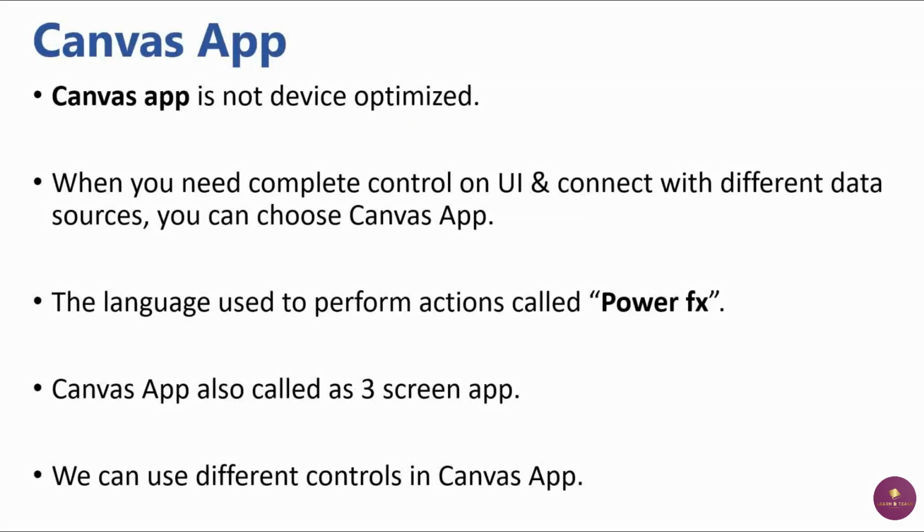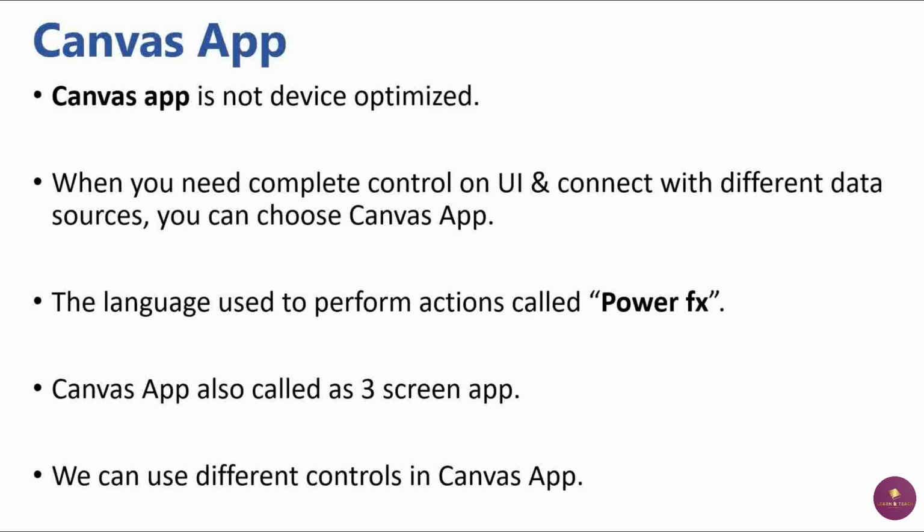What is a Canvas app? A Canvas app is not device optimized. It means whenever you are creating a Canvas app, you need to select either tablet or mobile. Whenever you want control over the UI, meaning how you want to design the UI, you can go with the Canvas app. It gives full control on the UI, and it can connect with multiple data sources. You can use Dataverse or SharePoint, any data source you want, at a time.